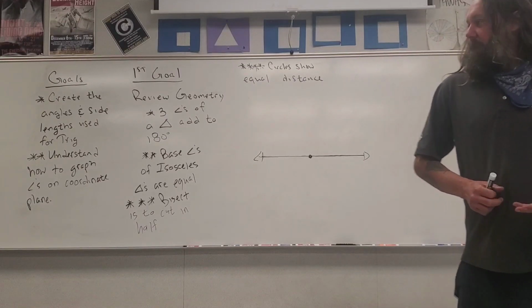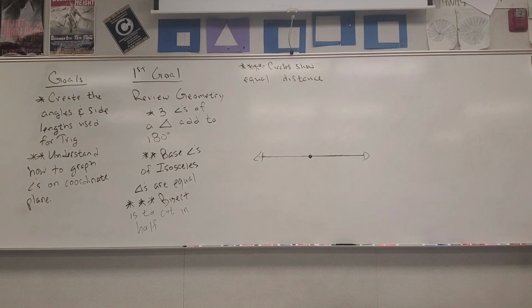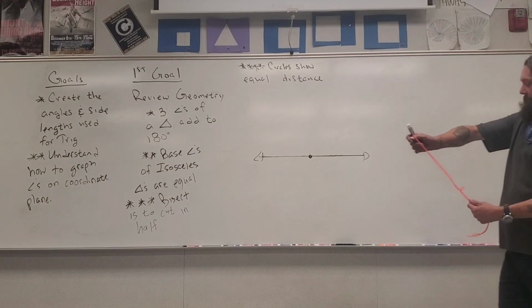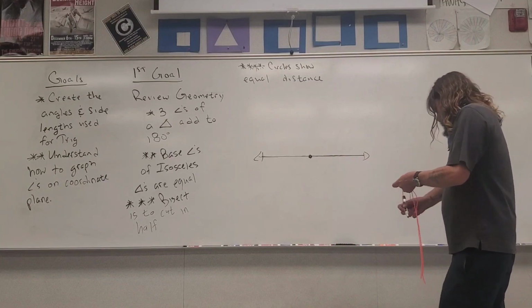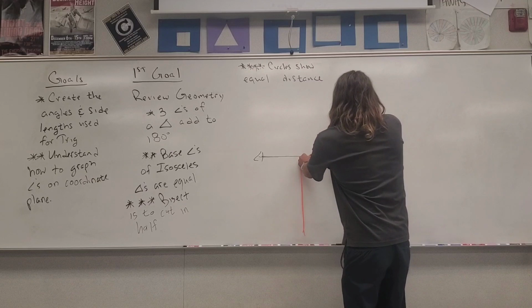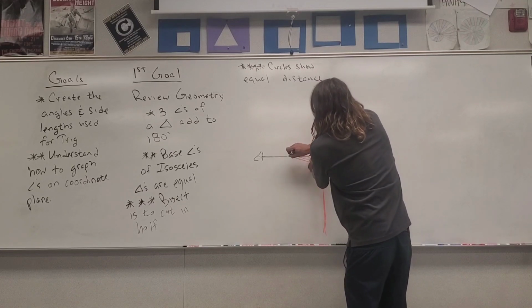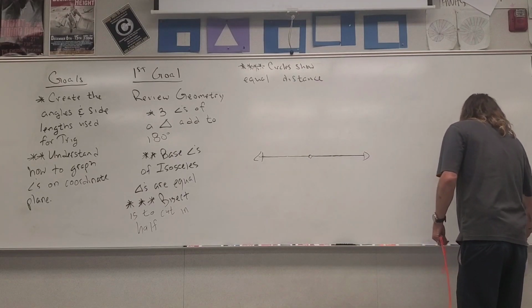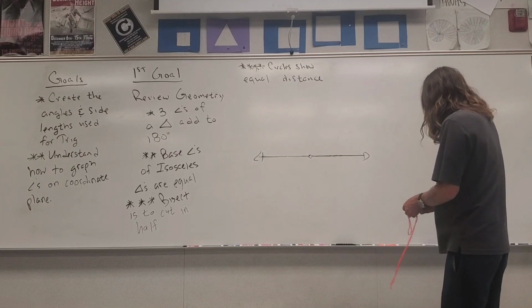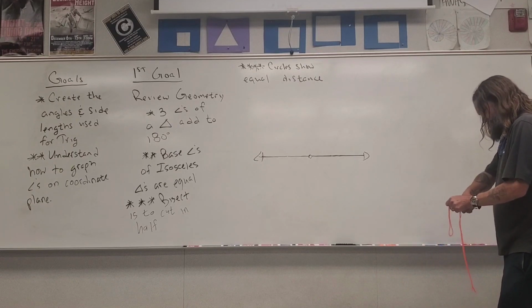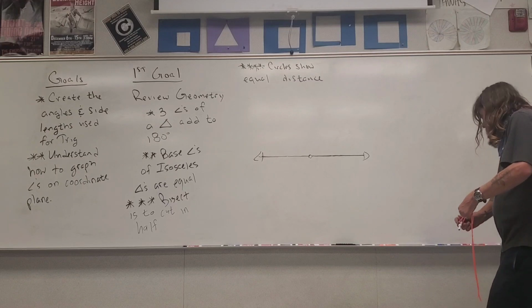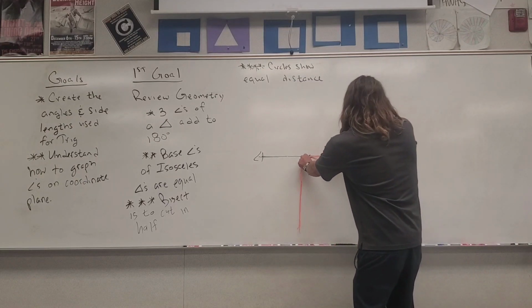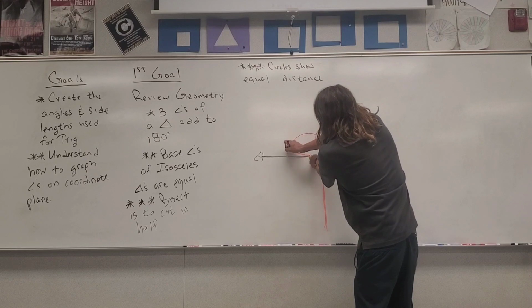60-degree angle. Where's my compass? Oh, there you are. I'm all over the place right now. All right, so let me bisect this. First I make an arc with a pen that doesn't work. Let me try this again. Hopefully this one works. Let me try this again. Let me make an arc. This pen's working. Look at that.